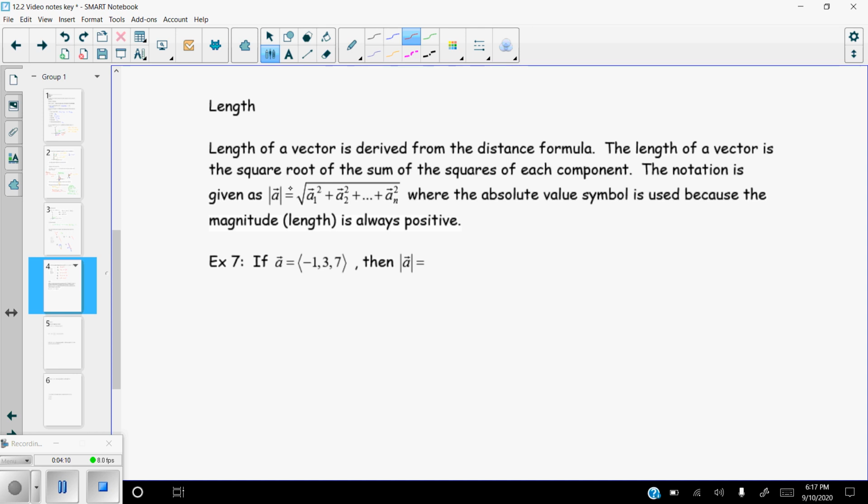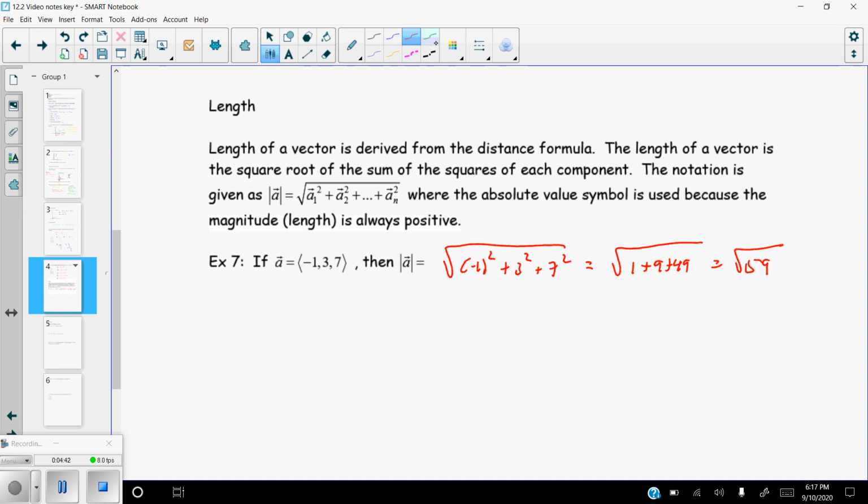So what we get here is the square root of -1 squared plus 3 squared plus 7 squared. So that's going to be, what is that, the square root of 1 plus 9 plus 49, which is 59. So the square root of 59 is the magnitude of A. Very simple to do. Just find the magnitude: square each piece, add them together, take the square root.